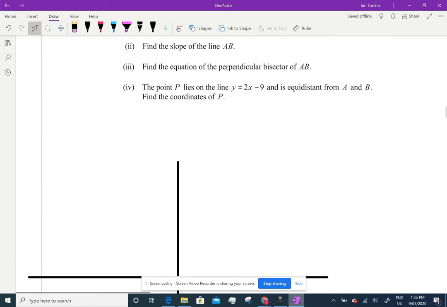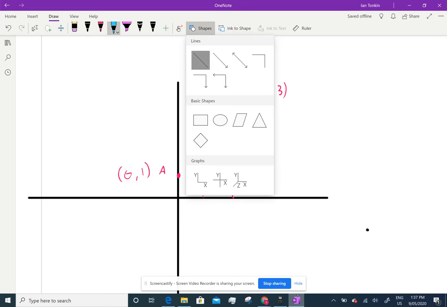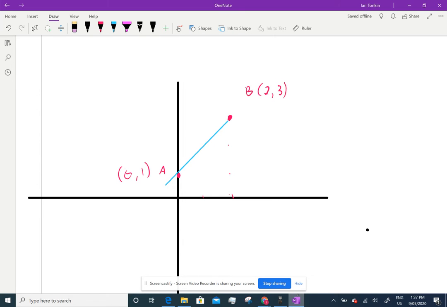It just helps. So I've drawn myself a set of axes, and I know that A is a point 0, 1. So 0 across, 1 up. So there's the point A. And B is a point 2, 3. So I go across 2 and up 3. You don't have to be hugely accurate. And I'm going to draw a line through those. Right, there we go. There's my line.